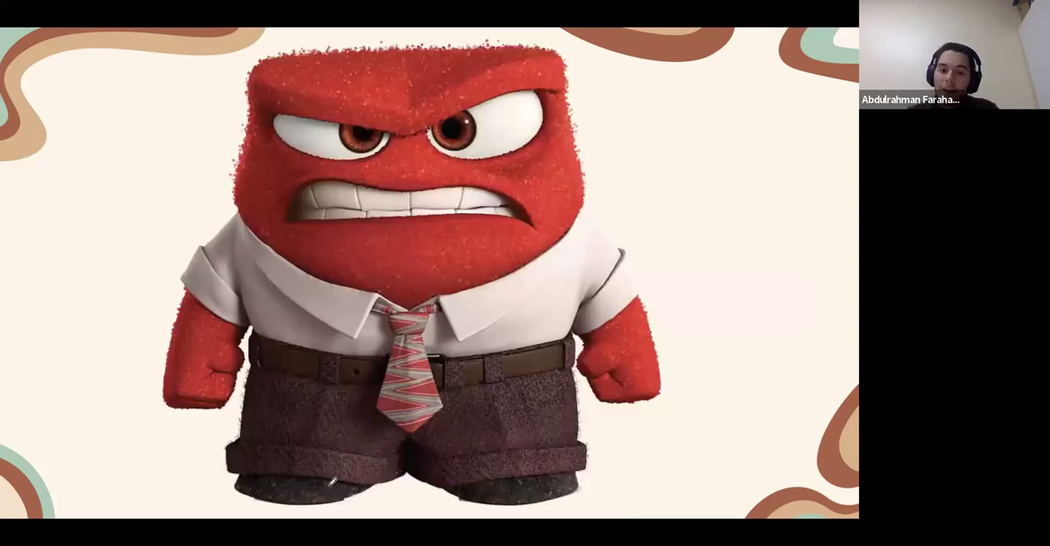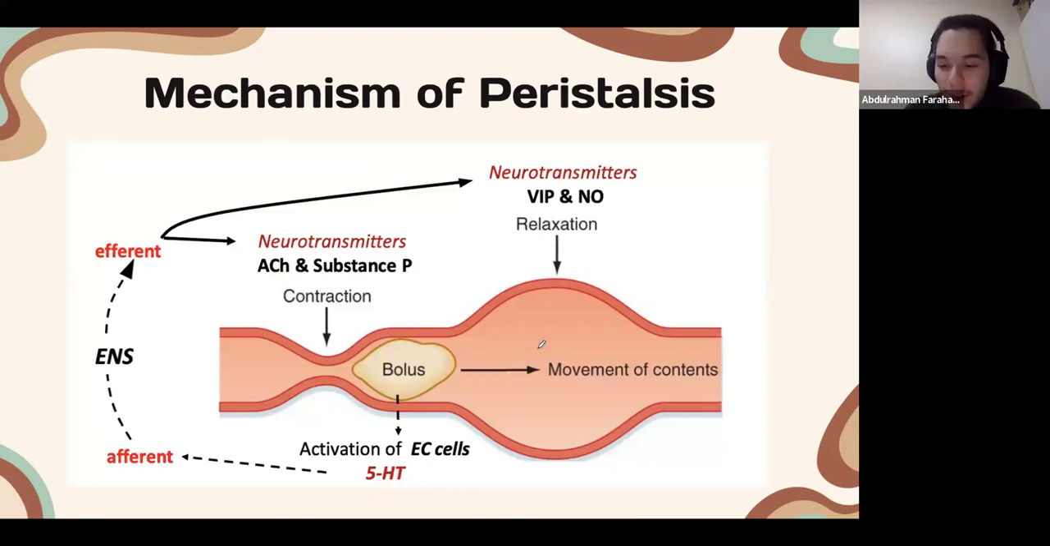Okay, so now let's speak about the mechanism. And we have our first friend right here, anger. I'm not sure if you watched Inside Out or not, but anger is typically an angry guy. So this guy, for me, represents one of the cells that is important in the mechanism for peristalsis. Do you have an idea what that cell might be? That would be the EC cell, or the enterochromaffin cell. And I'm going to tell you why.